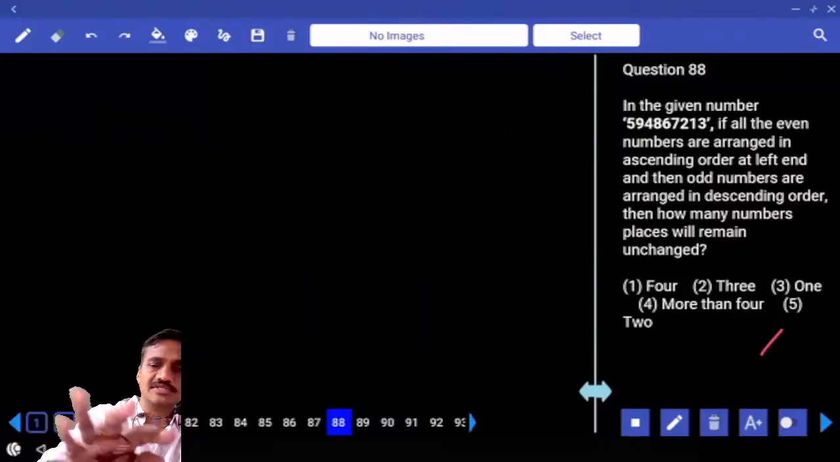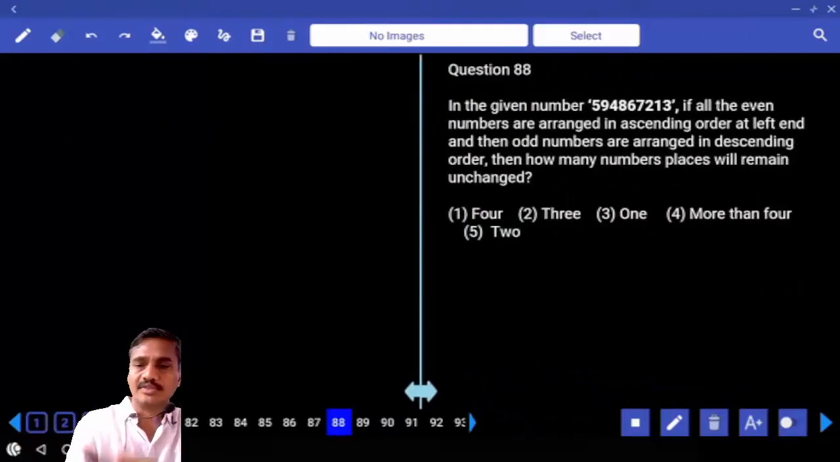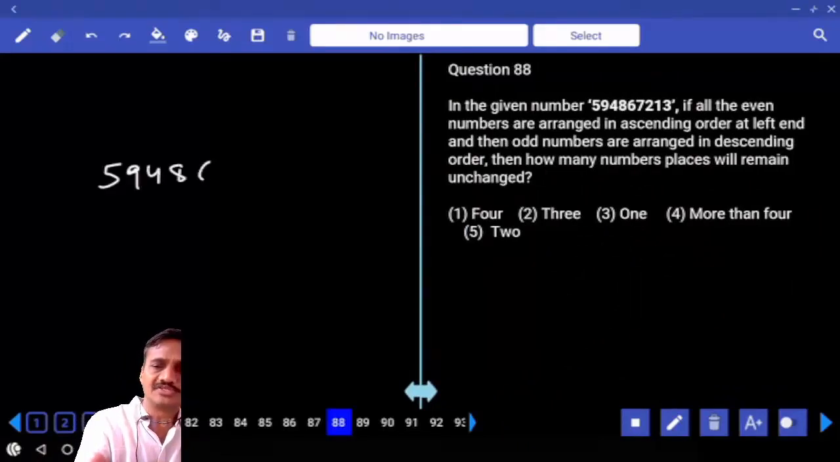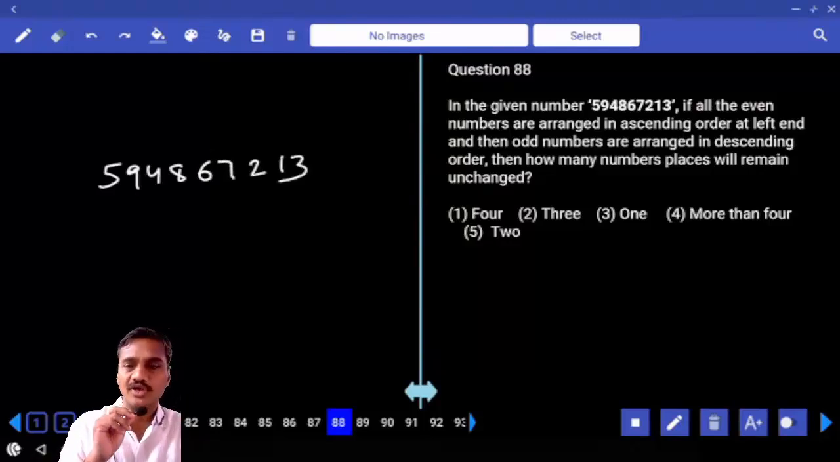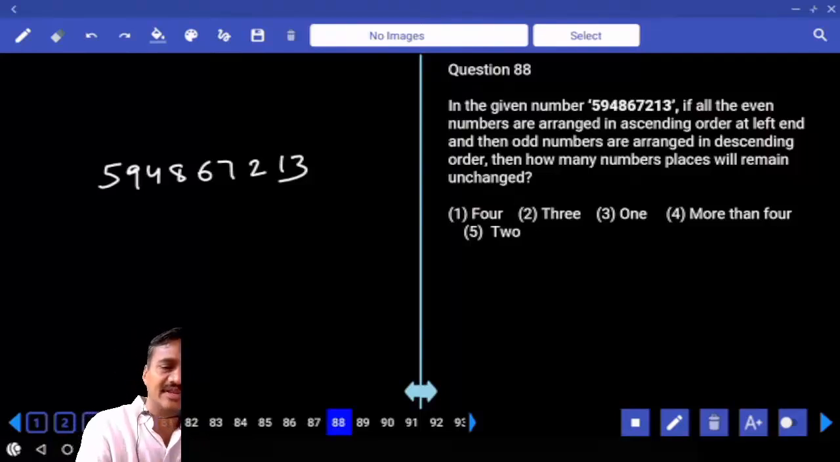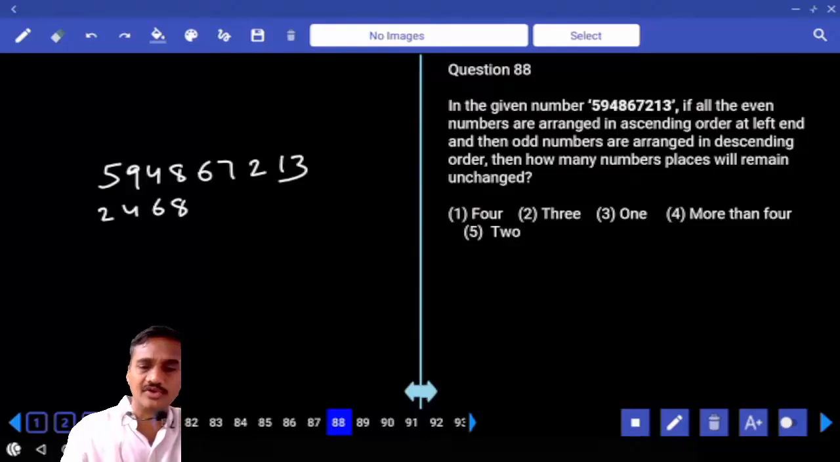Now in this 88, what is the number given here? The number is 594867213. And if all the even numbers are arranged in ascending order at the left end, even numbers in ascending order 2, 4, 6 and 8, followed by odd numbers in the descending order. What are the odd numbers we have? 9, 7, 5, 3 and 1.